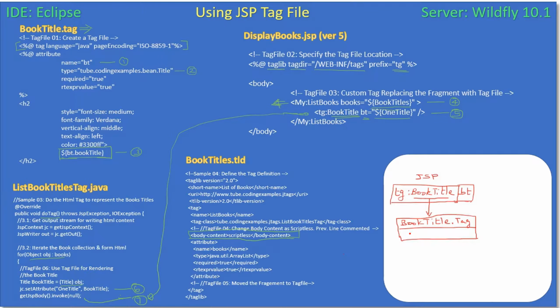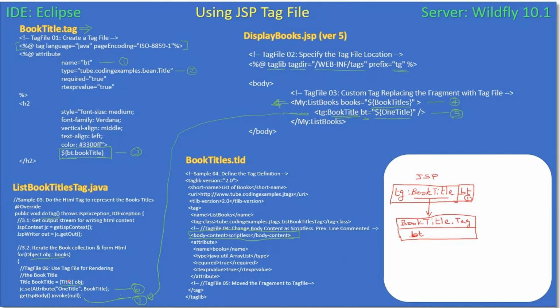Then if you see inside the bookTitle.tag, we defined only one attribute called bt, and bt we defined it like this, h2. Then we defined how it should be printed. And if you see here, this is one, right? bt, and the bt is defined here in our JSP file. You can see we are using the attribute bt, and the tag file itself is identified by the name bookTitle. We come inside, then we print all the details, and here we are using bt.bookTitle.